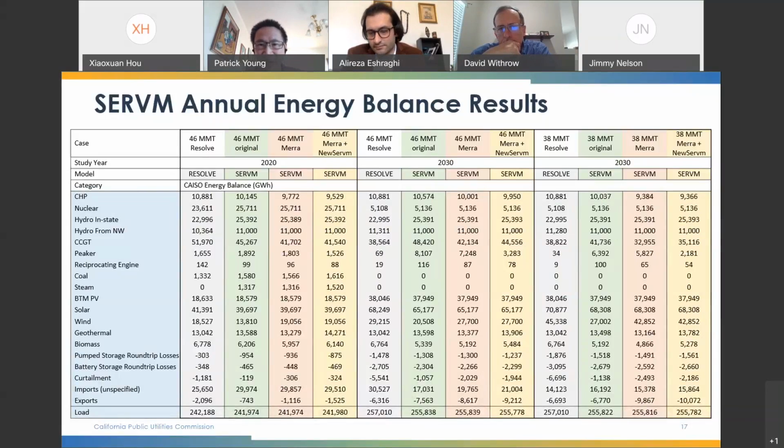So I won't spend too much time on this slide, but after this presentation, you can take a look at this table and compare the changes, the refreshed comparison between the annual energy dispatch of Resolve compared to SERVM and with the SERVM changes. I would like to highlight certain rows from this table, so I will show that on the next slide.